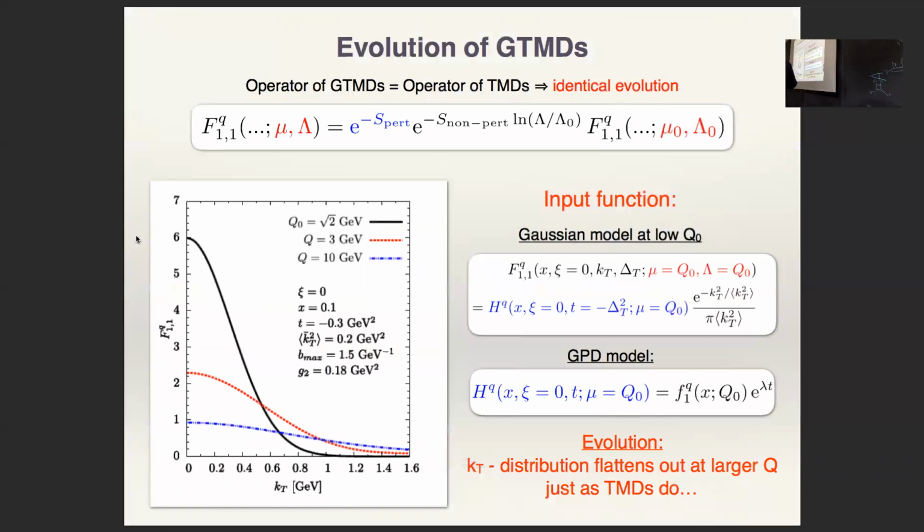basically everything is the same for GTMDs as for TMDs as far as evolution is concerned. So you have the renormalization constant. From that you can derive the anomalous dimensions, and it's the same. So here we have kind of like the input-output version of TMD evolution.